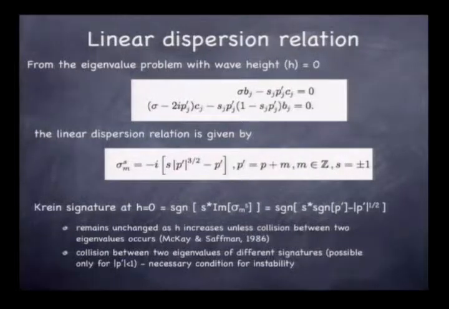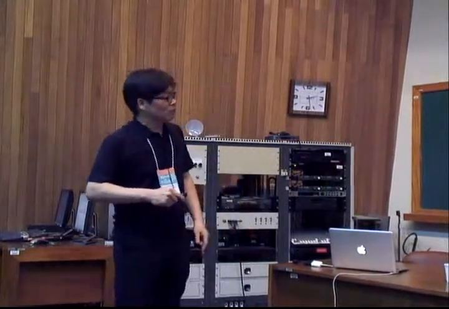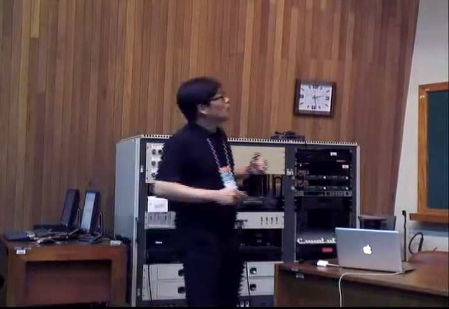And there's another thing that I might want to mention, which is the Krein signature. Based on MacKay and Saffman, the Krein signature, measured by this, physically represents the energy in the moving frame. Each mode has a unique Krein signature, and that Krein signature remains unchanged, in other words, if it is positive, even though you change h from 0 to some value. And also there is a necessary condition for instability: if there are two modes with different signatures, and there is a collision between two eigenvalues of different signatures, then there might be an instability. Okay, so those are all known, and then we put it in a machinery. I'm going to present some results.